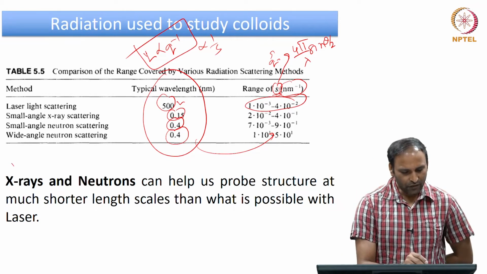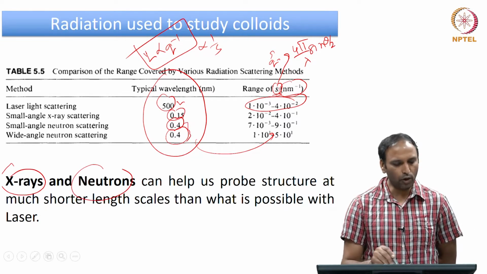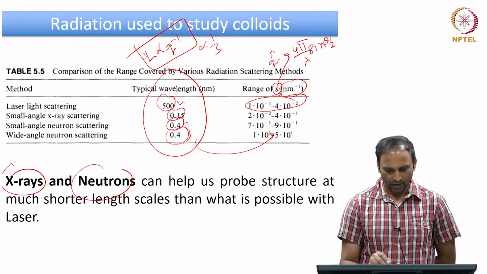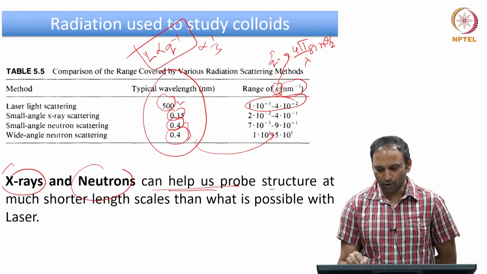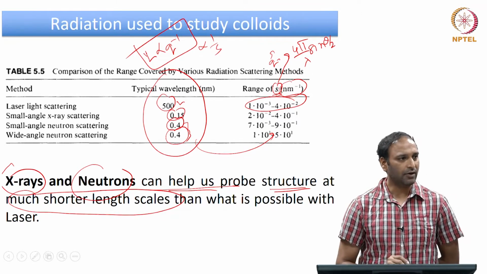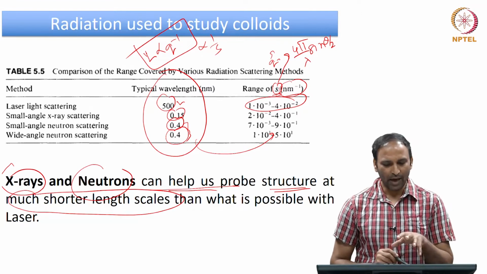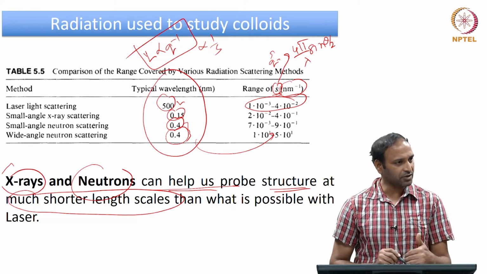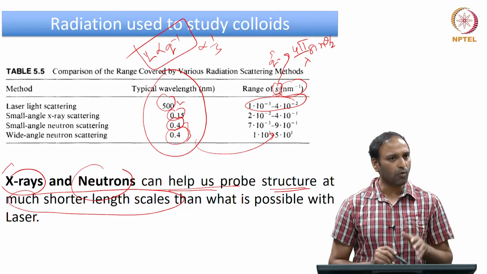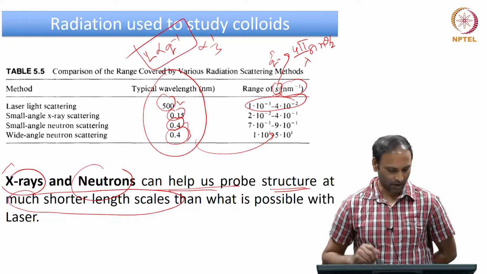Therefore, if you use X-rays and neutrons, which have a lower wavelength, they can help us probe structures at much shorter length scales. I am able to go to much smaller and smaller length scales, and I am able to access microstructural information at a very small length scale compared to what you would do if you use laser or visible light.